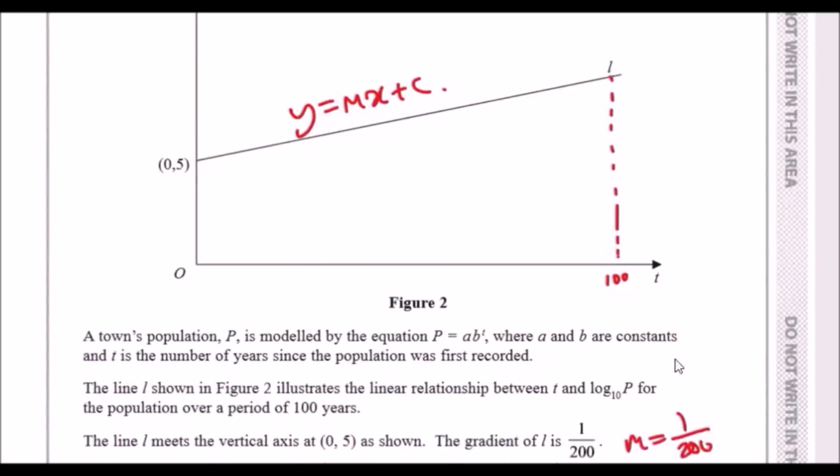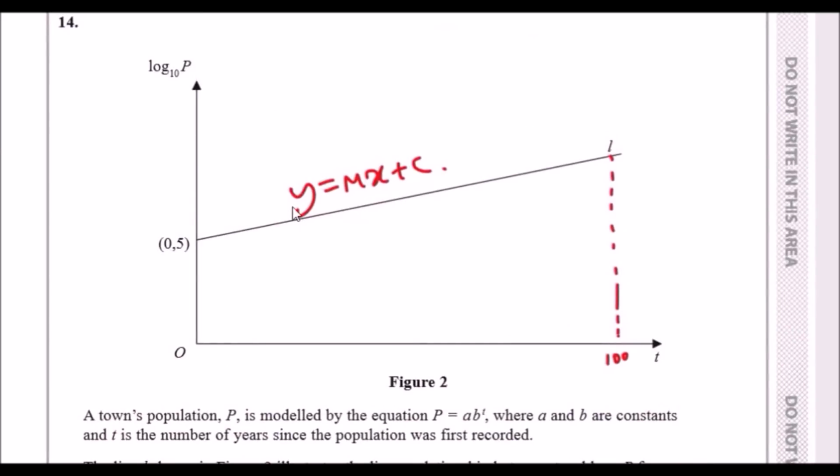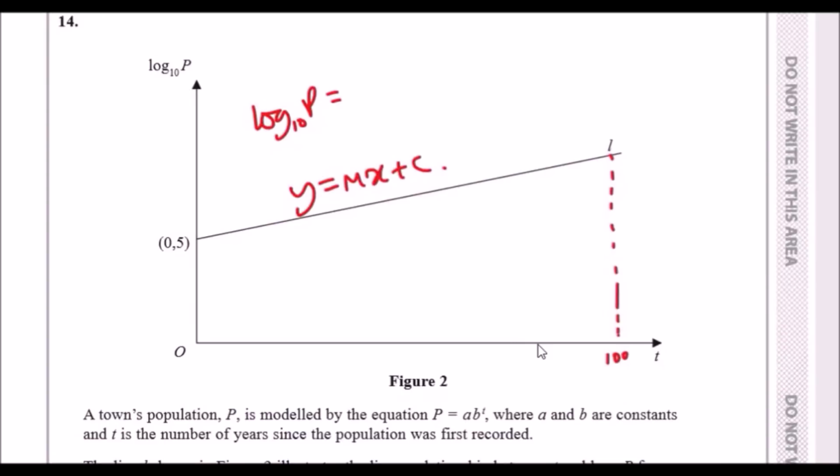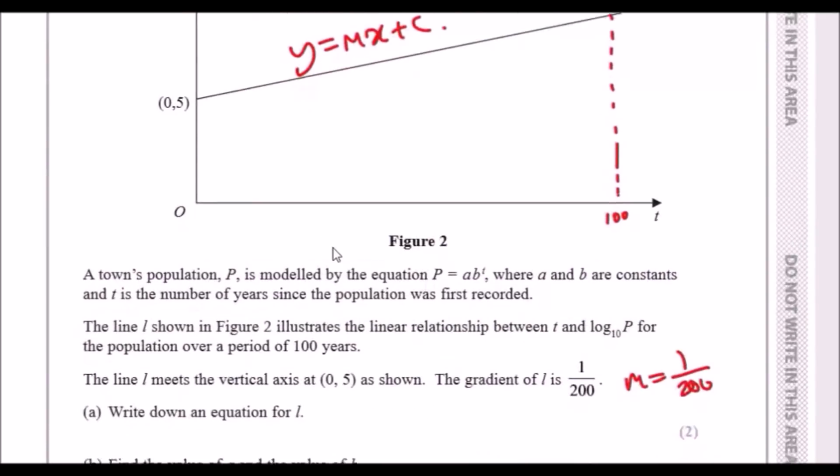We know the gradient is 1 over 200. We know what y is. It's actually the y-axis, so log 10 P. And we know x is technically t. So we're left with log 10 P equals the gradient, 1 over 200, times t, so we could just say t over 200. And the y-intercept is easy. We can see it intercepts at the point 5, so plus 5. That's it. So this is pretty much our equation right there.